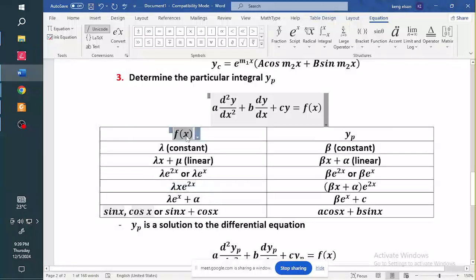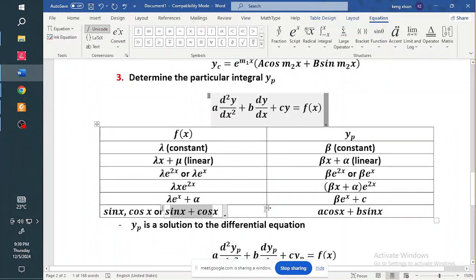Now, if your f of x is in the form lambda x e to the 2x, you see that this first portion is a combination of linear and exponential. So you are going to have the same combination of linear and exponential. If you have a combination of exponential and a constant, you also have a combination of exponential and a constant.